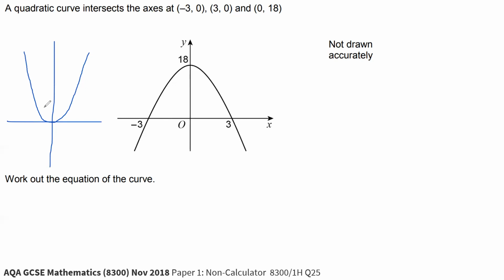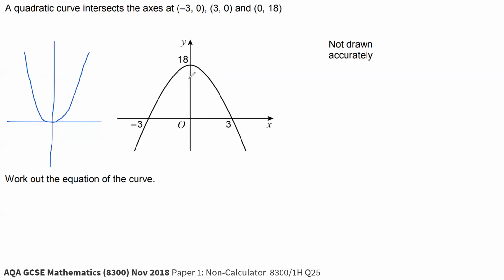So before we've even read the question, we should be thinking along these lines. If this is what a normal curve looks like, the fact that it's upside down suggests that we've probably got a minus x squared in there. So hopefully when we get to the answer, we'll get a minus x squared. That gives you a little mental check that you've possibly got the right answer.